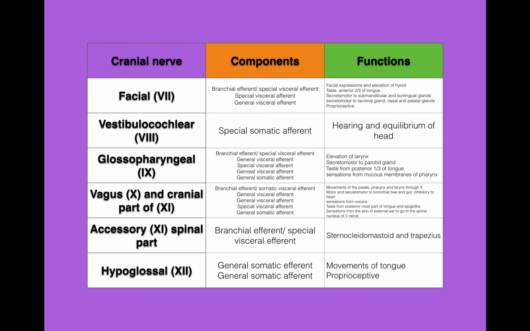And then we have the accessory nerve, where the spinal part has the branchial efferent and the visceral efferent components, and it innervates the sternocleidomastoid and the trapezius muscles. And then we have the hypoglossal nerve, which has general somatic efferent and general somatic afferent components, and it helps in movements of the tongue as well as proprioception.